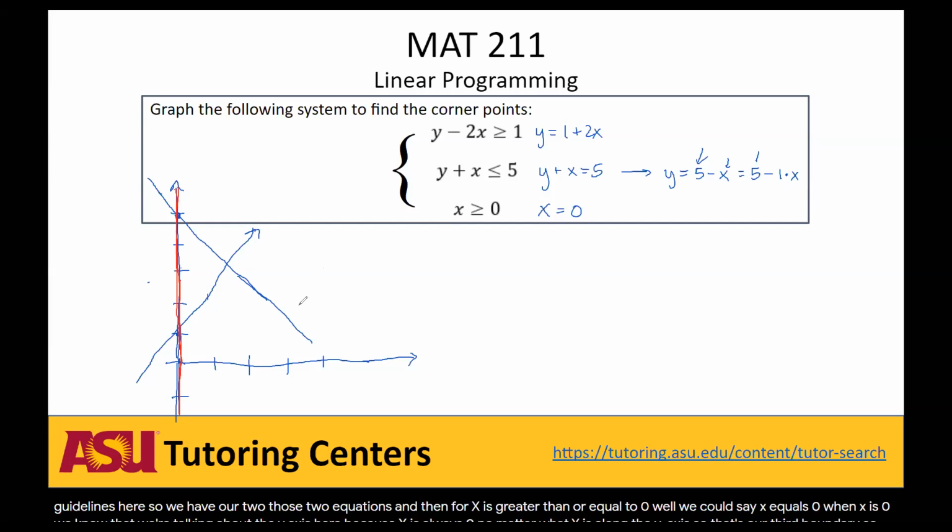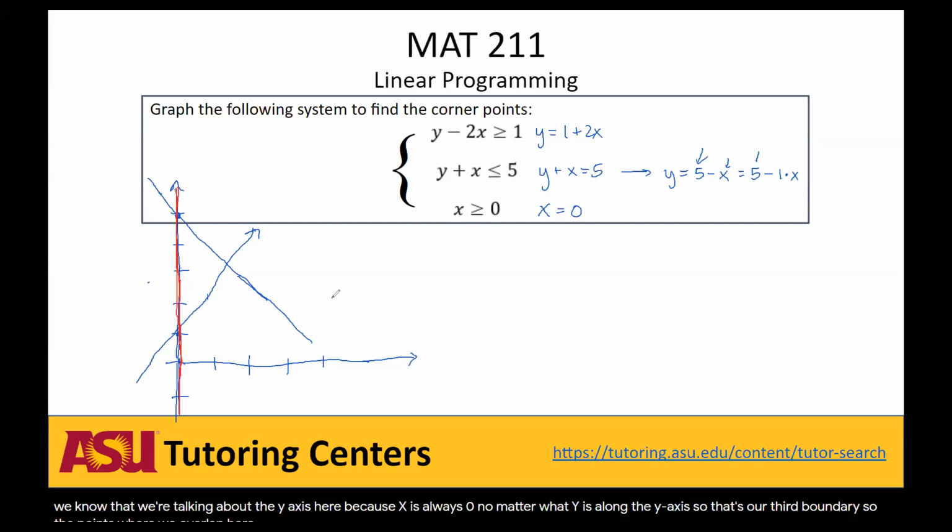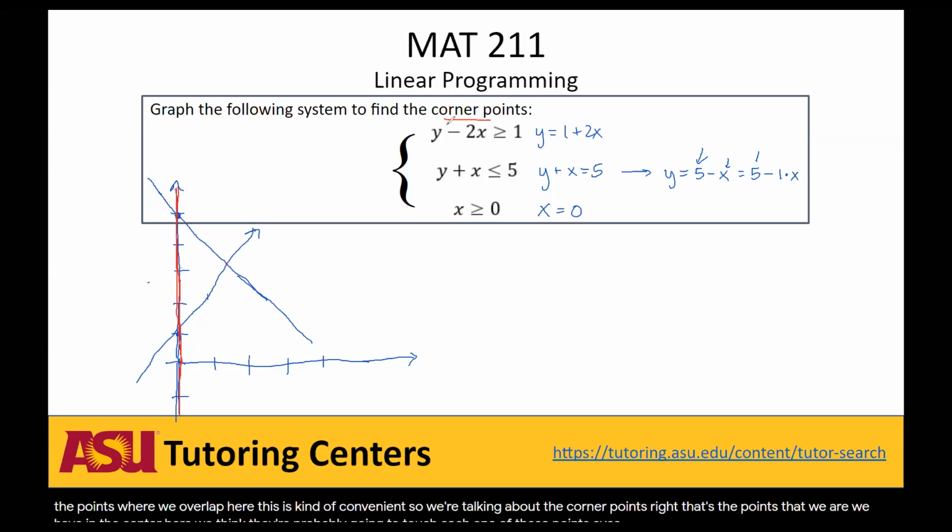The points where we overlap here are convenient. We're talking about the corner points, right? We have in the center here, we think they're probably going to touch each one of these intersections between our three lines. But let's just verify to make sure that our sample space is going in the right direction.